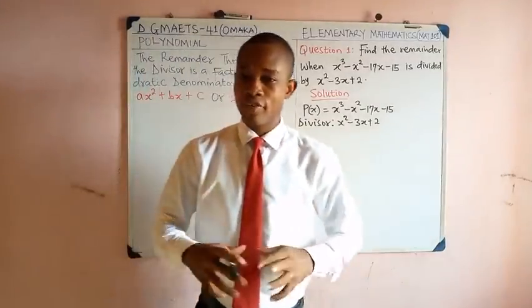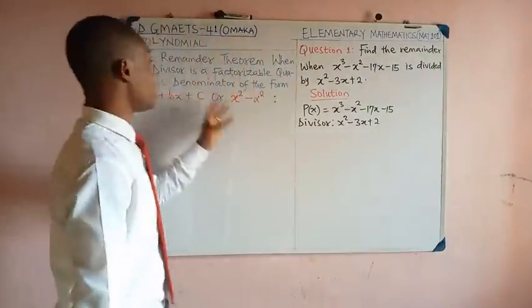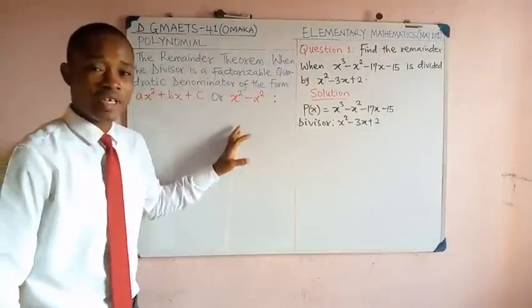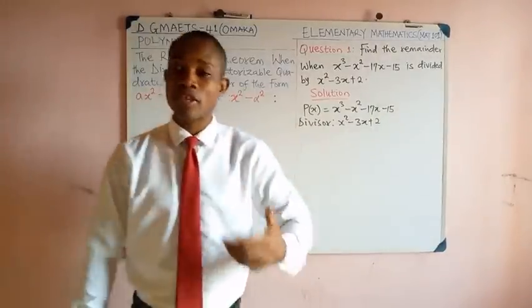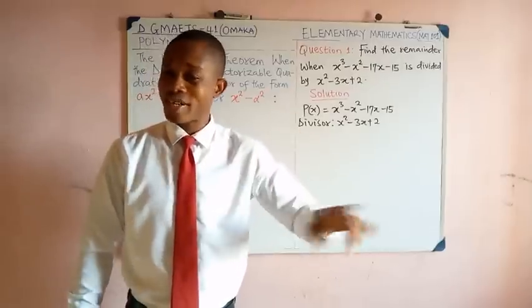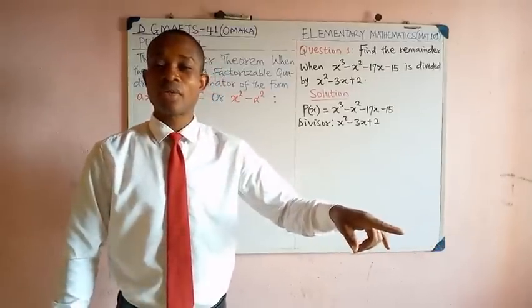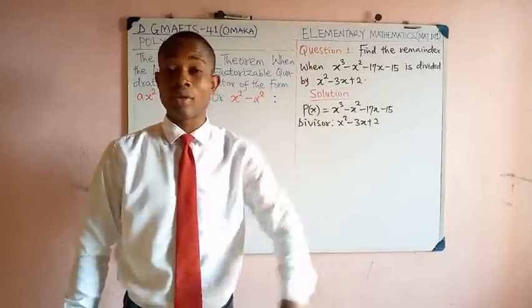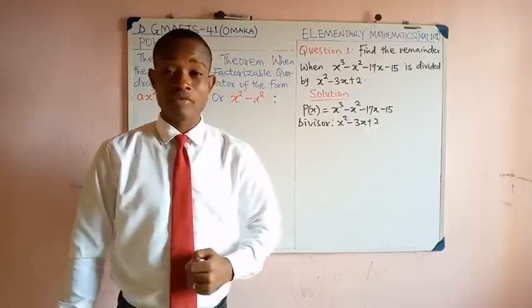In this video, we have this question I want to solve applying what? Remainder theorem. In the case where the divisor is a quadratic expression, a factorizable quadratic expression, to be specific. If the quadratic expression is not factorizable, then do your normal long division or use the Omakase short division method. Is that okay?